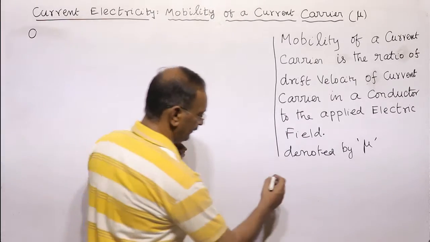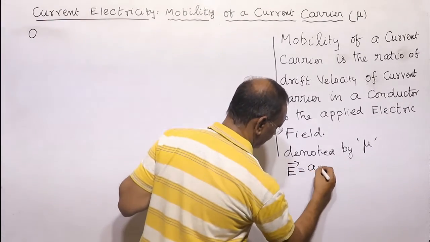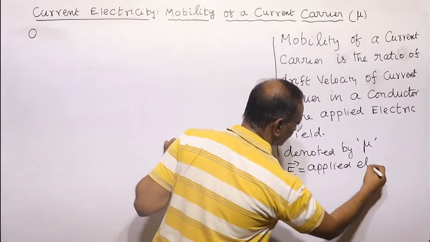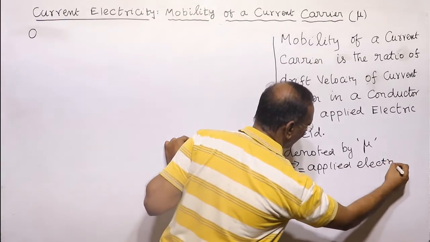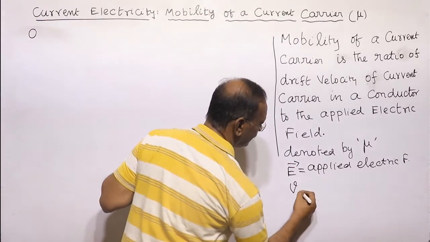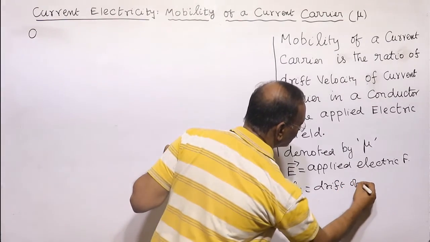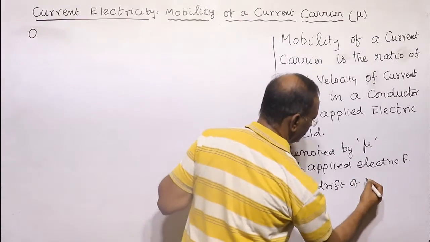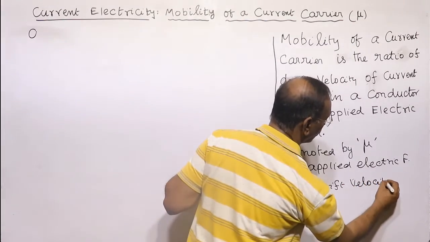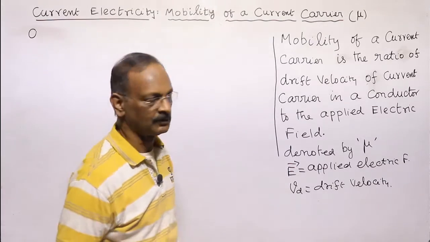What is the applied electric field? E is the applied electric field, it's a vector. And Vd is the drift velocity of the charge carrier. That is the drift velocity of the charge carrier, which here in the case of a conductor is electrons.